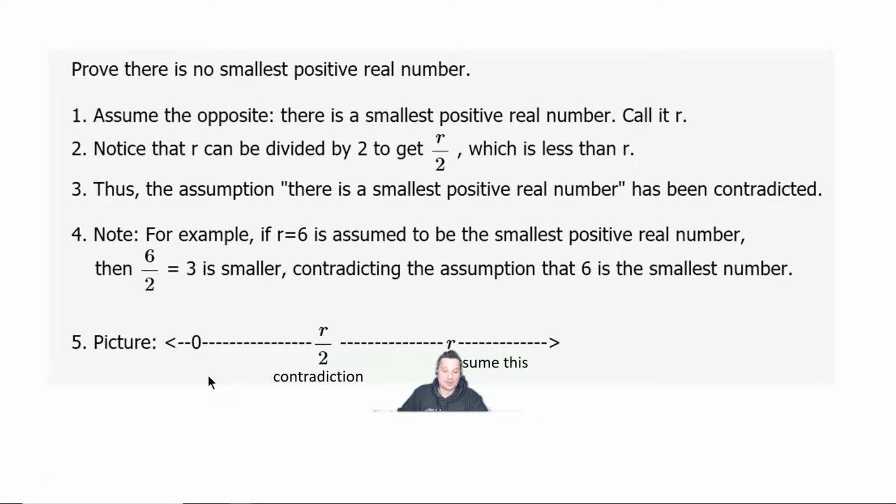So for example, to be more concrete, if r is 6, and you pretend for a second you assume this is the smallest positive number, then you can just take 6 divided by 2 to get 3. Clearly 3 is smaller, isn't it? So that contradicts the assumption that 6 is the smallest number. In general, we use r, for example, and then r divided by 2 or 10 or some value like that. And that's pretty much it.